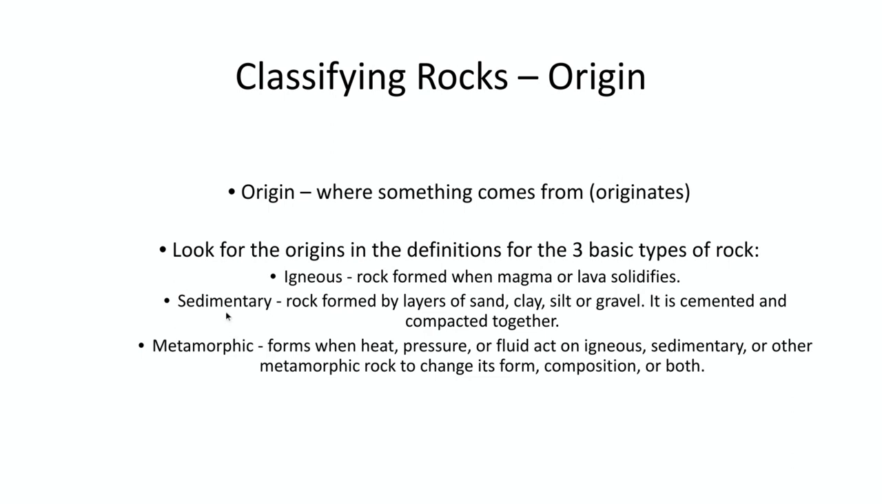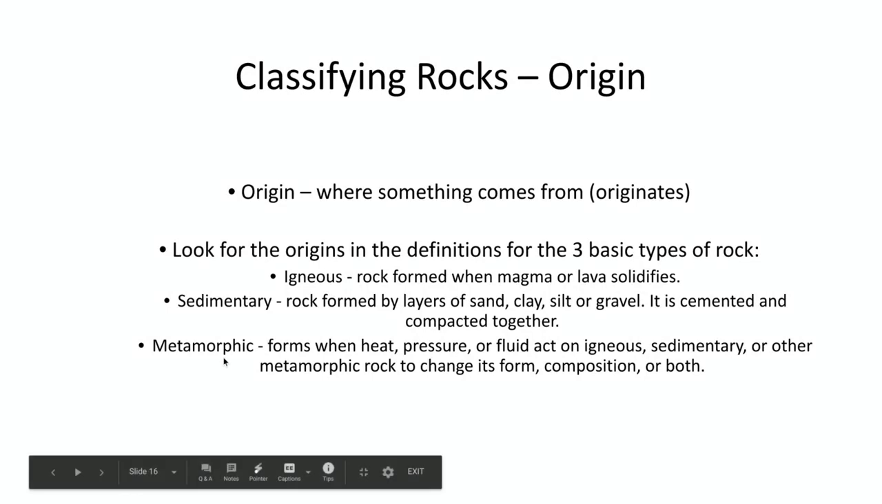Then, when we look at sedimentary rocks, which are rocks formed by layers of sand, silt, clay, or gravel that are cemented and compacted together, we will be looking at the textures of the sedimentary rocks, the origins of the sedimentary rocks, the color of the sedimentary rocks, and the mineral composition of the sedimentary rocks. And that's going to help us break sedimentary rocks down into smaller categories.